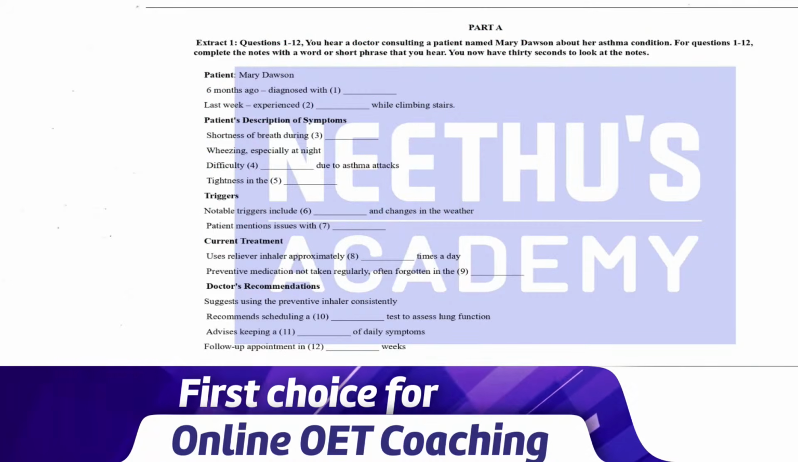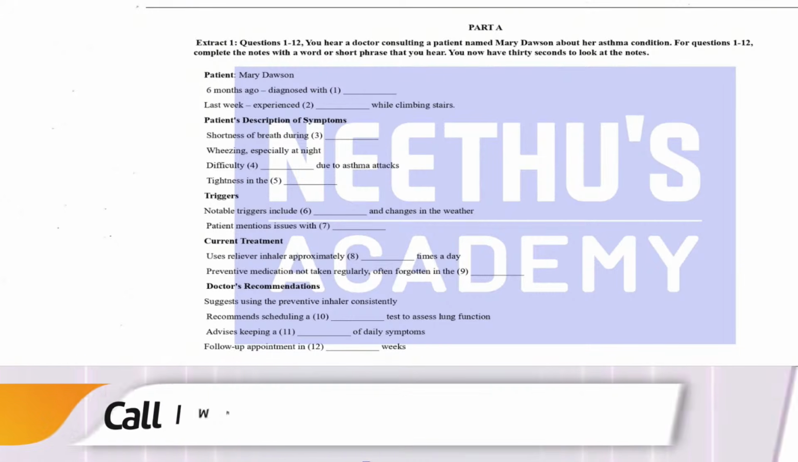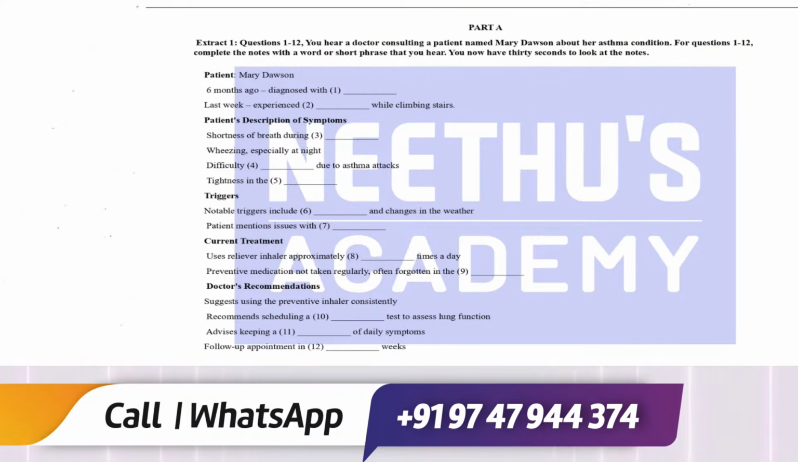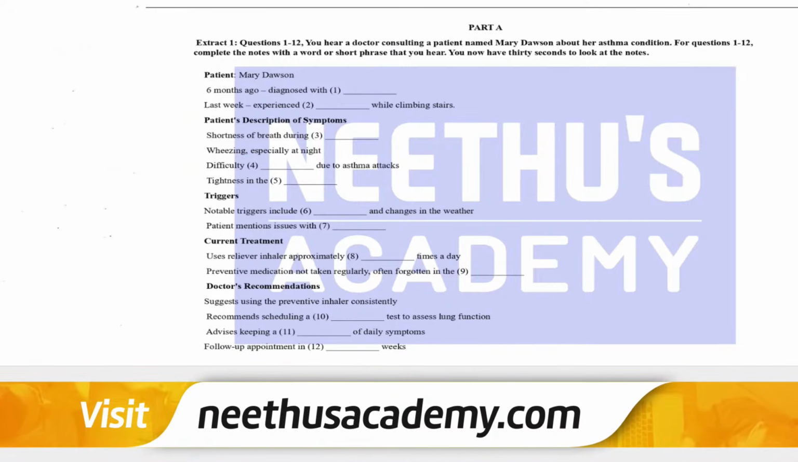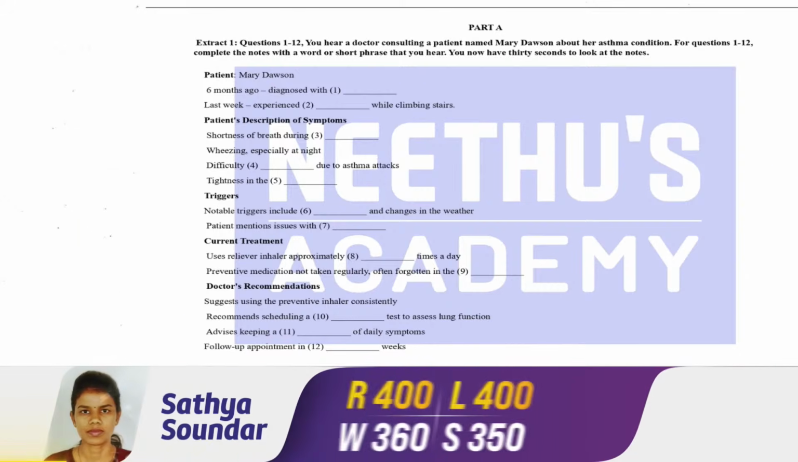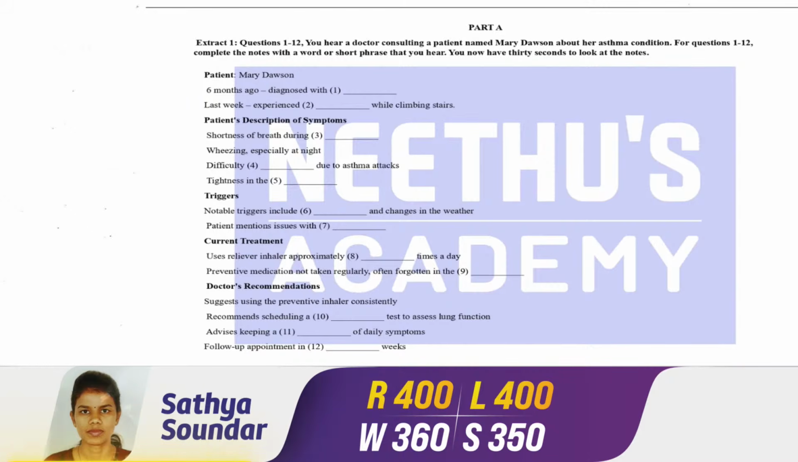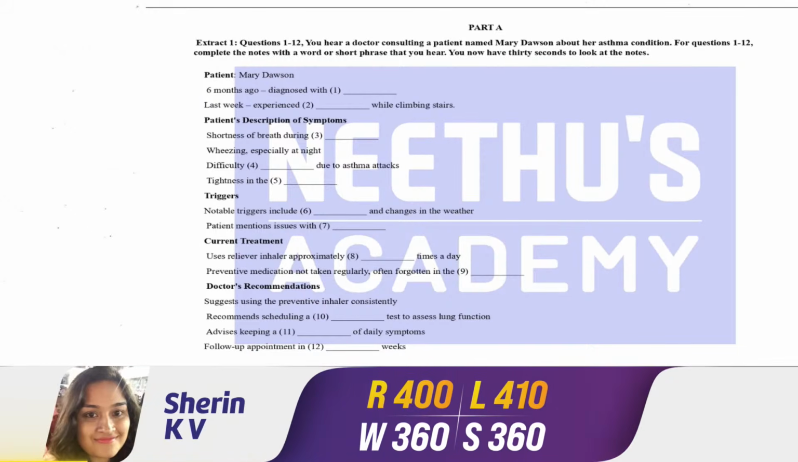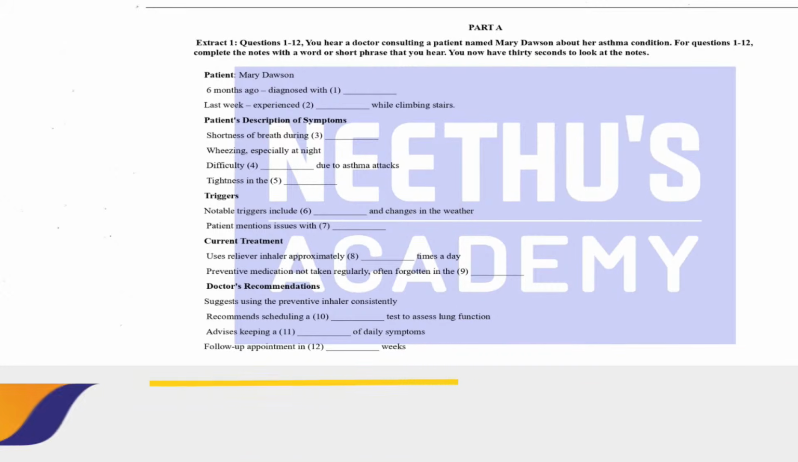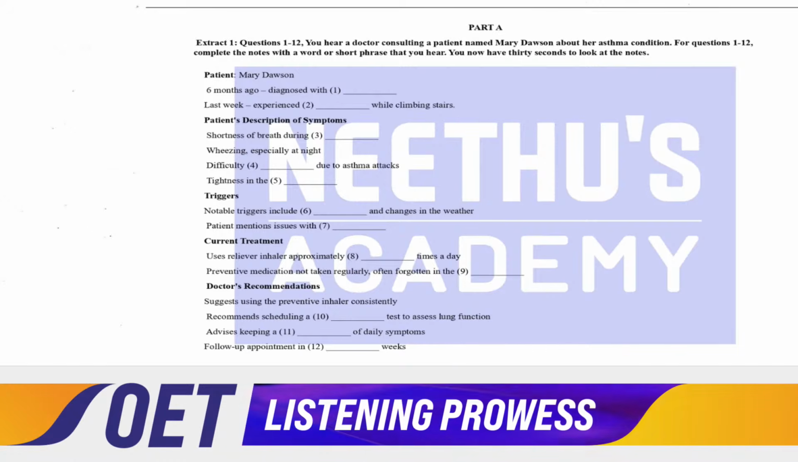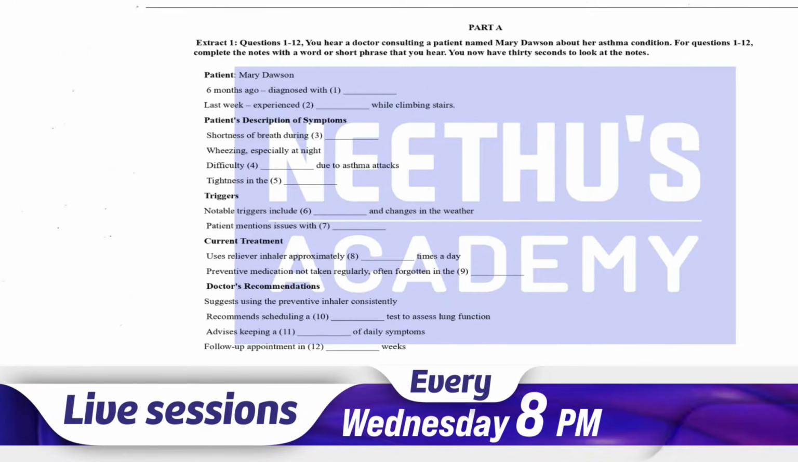Part A, Extract 1, questions 1 to 12. You now have 30 seconds to look at Part A, Extract 1, questions 1 to 12. You hear a doctor consulting a patient named Mary Dawson about her asthma condition. For questions 1 to 12, complete the notes with a word or short phrase that you hear. You now have 30 seconds to look at the notes.